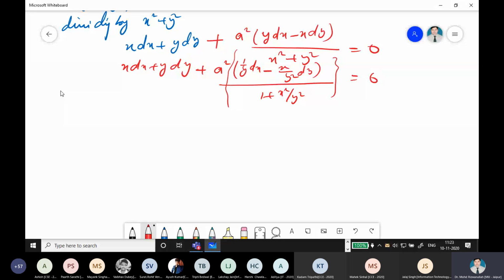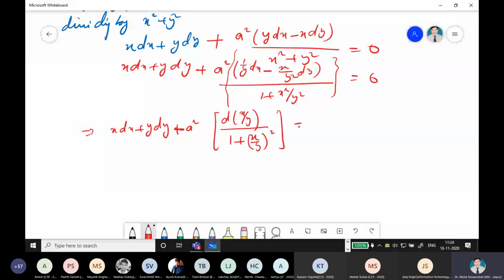If you go for the exact form, this will be very simple, but okay, no issue. This is x dx + y dy, and then plus a². Now see, 1/y dx − x/y² dy, what will this be? When you differentiate x by y, you will get the numerator term upon 1 + (x/y)². So d(x/y) = 1/y dx − x/y² dy. This is nothing but d(x/y). Does it make sense?